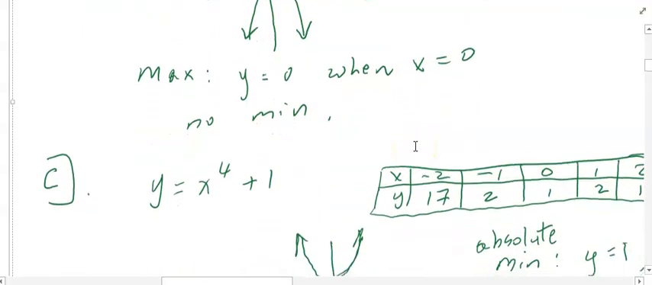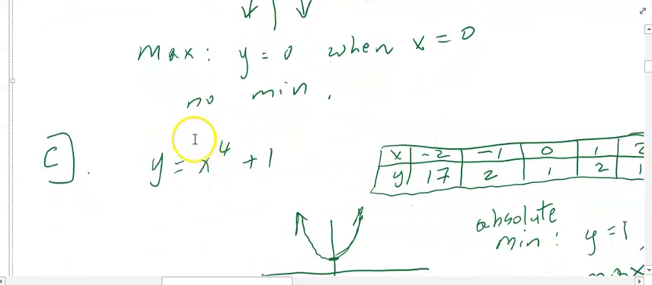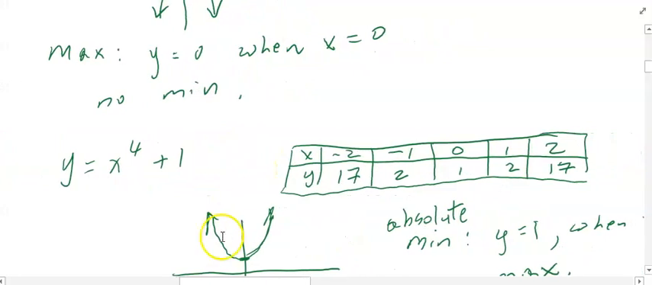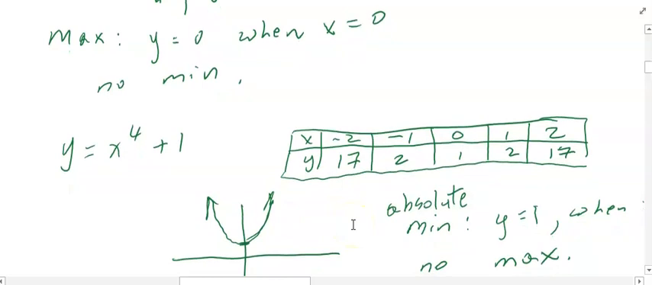Thirdly, y is equal to x to the fourth plus 1. We know then that it's an even function, and it will likely look like a graph of what x squared would look like, but it is a little bit flatter at the base. We could make a table of values if we do not remember exactly what the graph of this function looks like, and then plot those points.